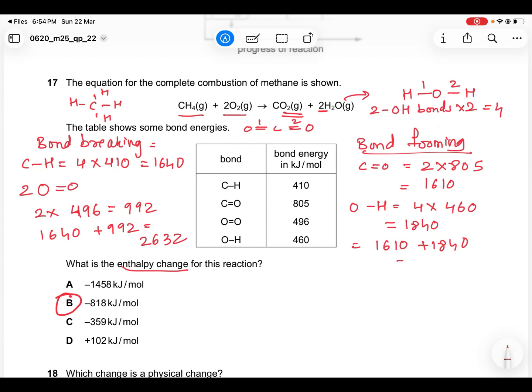is giving me 3450. Now my delta H is equal to bonds broken minus bonds formed, which is equal to 2632 minus 3450.